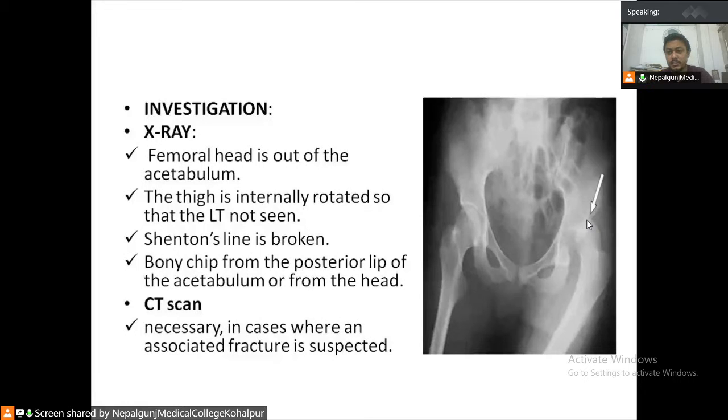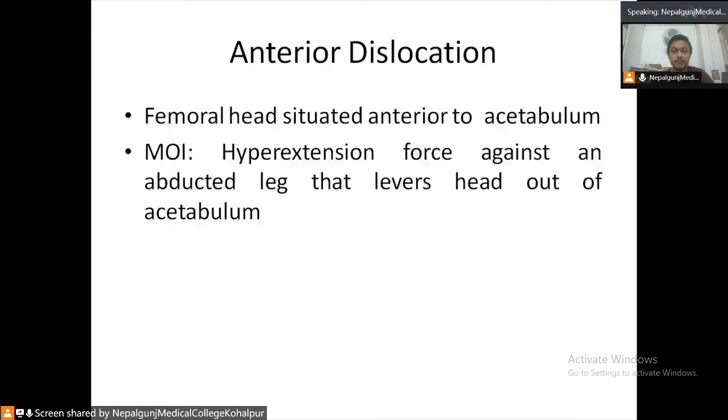So a CT scan is always necessary whenever you suspect a fracture dislocation. You send the patient for a CT scan.